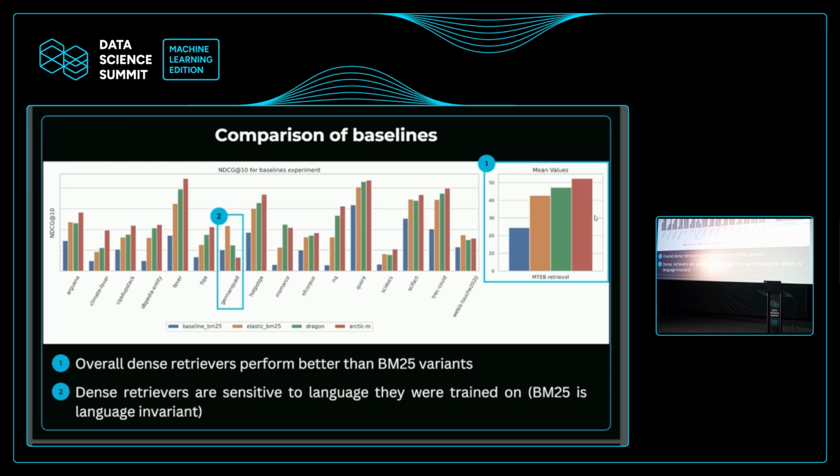On this slide, we can see that the dense retrievers like Dragon and Arctic perform overall better than the BM25 ones. However, in one of the outlier sets, the German one, we can see that Elasticsearch BM25 performs a lot better than the dense ones. This is something to keep in mind, because if the dense retrievers were not trained on German data, they might not understand whatever is coming their way. However, BM25 is language invariant. It just looks at the word occurrences, and therefore the German part is not hard for it.